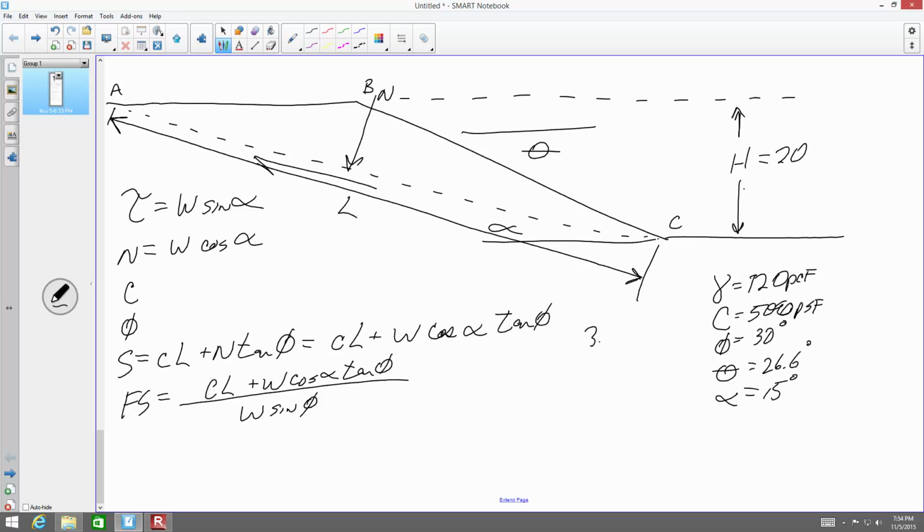Determine the factor of safety. The choices are 3.2, 5.7, 1.0, 1.76.